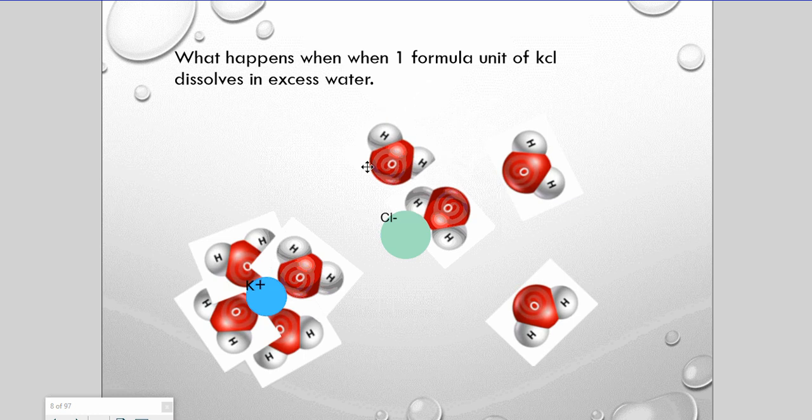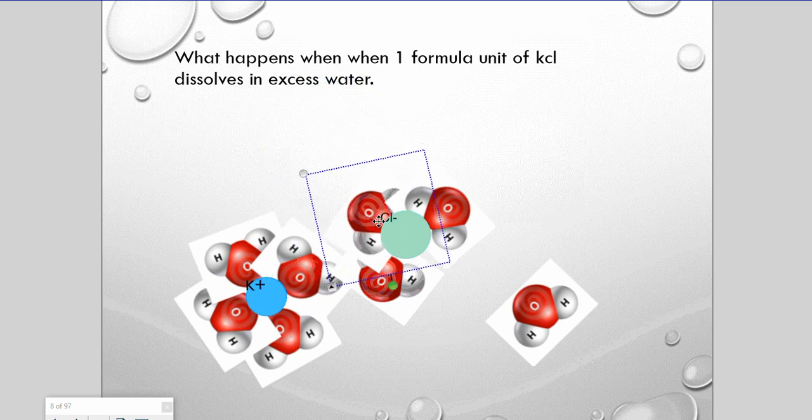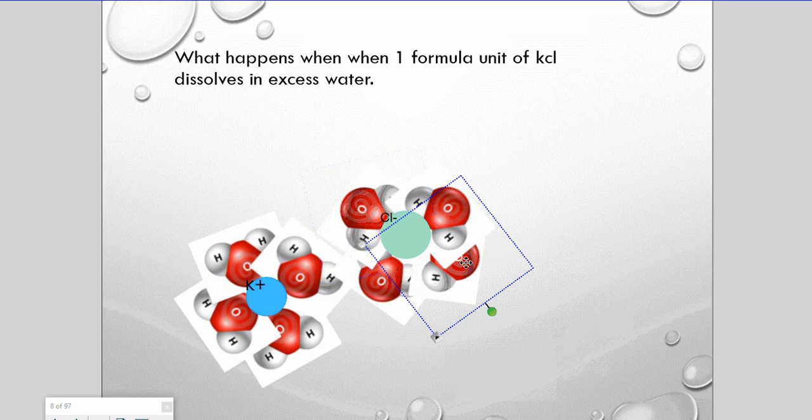Contrast that with the other ion, the anion, being associated with the hydrogen ends of the water molecule, and you see what's sort of like hydration. And once this happens, the water molecules are just going to be interacting with other water molecules. So that formula unit of potassium chloride from the crystal is now in solution.